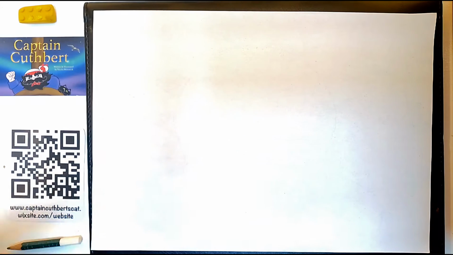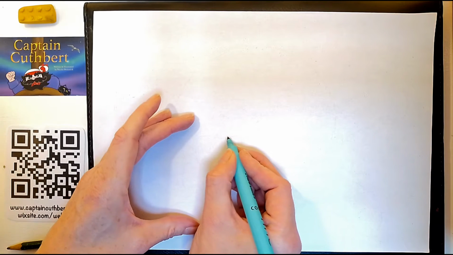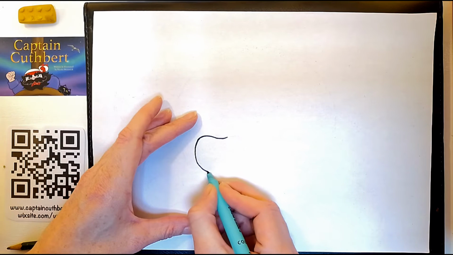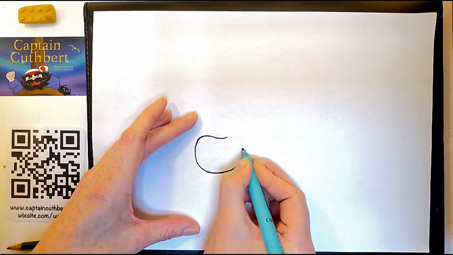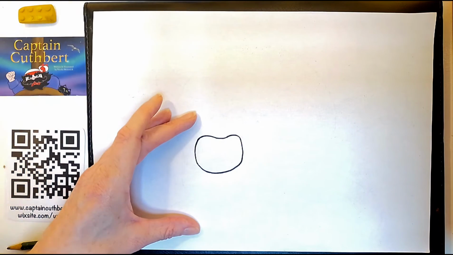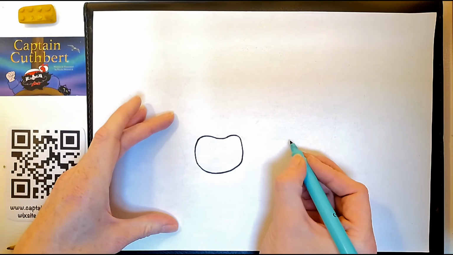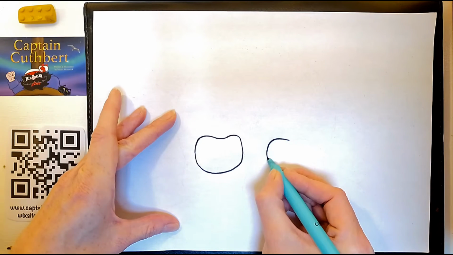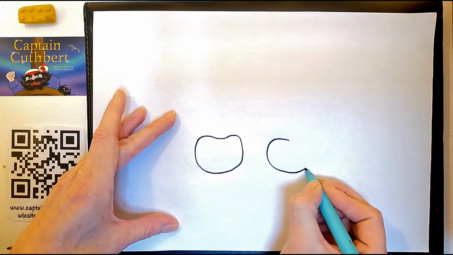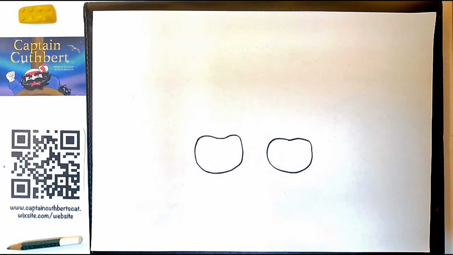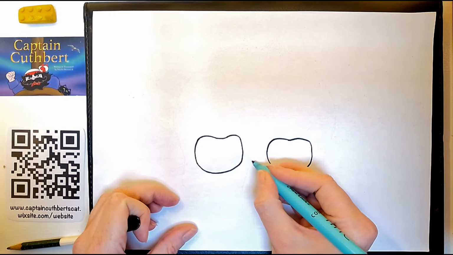So I'm going to start, I think this time, with the eyes. So I'm going to go like this. Bit of a spooky one, this one today. So there's one eye. And then the other one, do this one. They don't need to be wobbly and not quite perfect, I think. So there's the eyes, and I'll just do the nose.